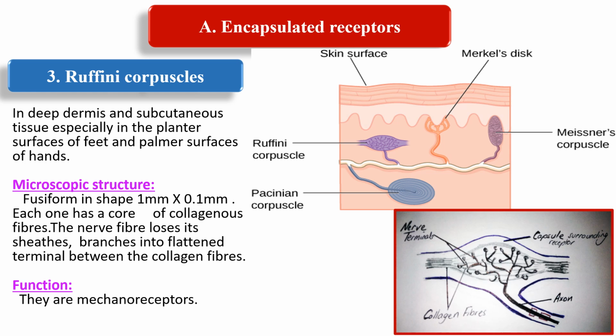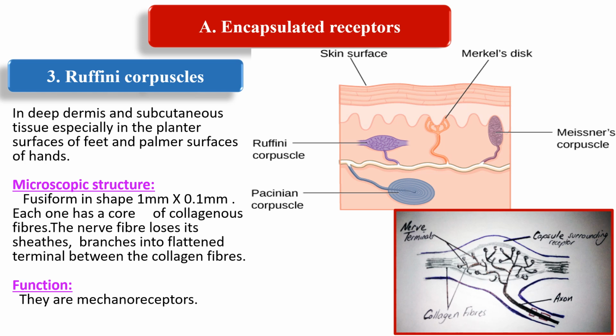This is a spindle-shaped structure which appears purple in the right side photo. In the photo above, there are the Meissner corpuscle, Merkel disc, and Ruffini corpuscle, and the Pacinian corpuscle below. Ruffini corpuscle, let's see the Ruffini corpuscle.